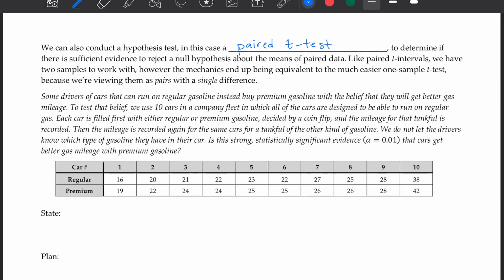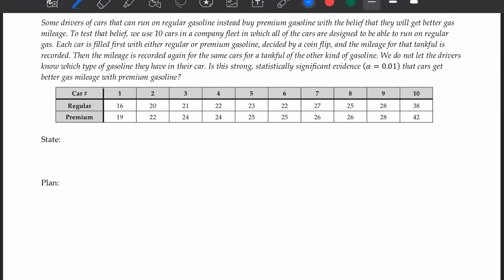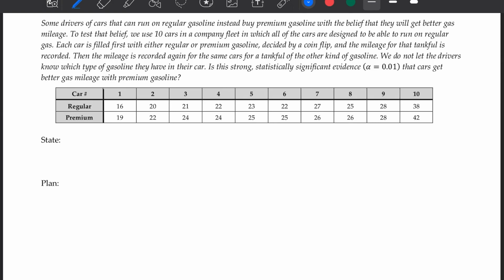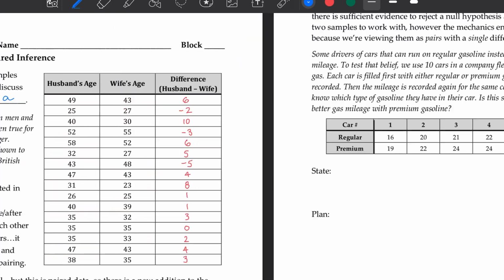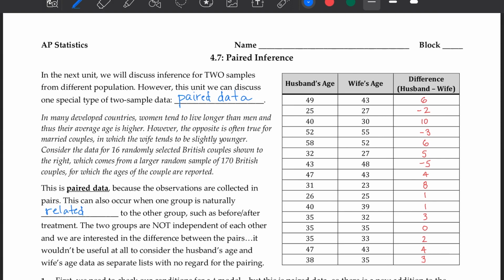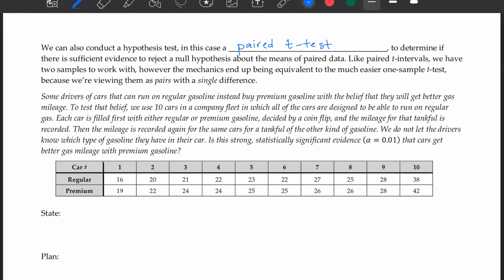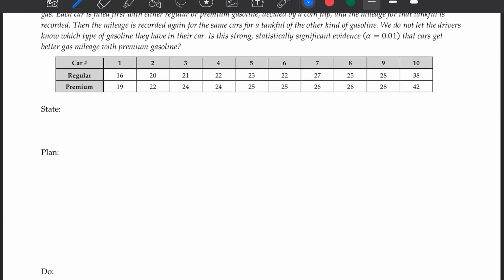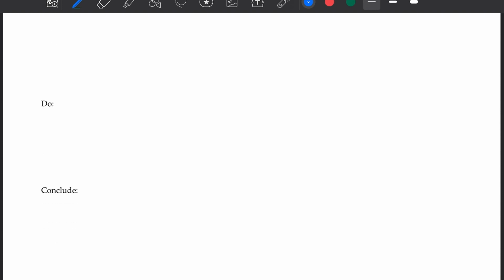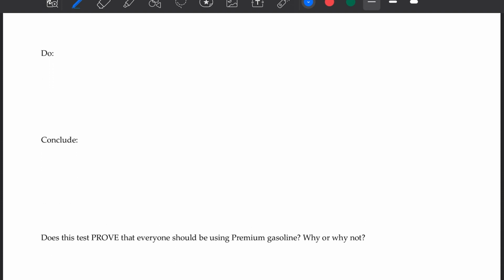And you should know what to do with it. I'll give you this hint, is that just like on the interval on the front side, when we found our interval, we started with finding the difference. That's how you should start as well, is find those differences between the gas mileages, and then use that through your t-test. So don't forget to state, plan, do, and conclude on that. So go ahead and pause the video for that.